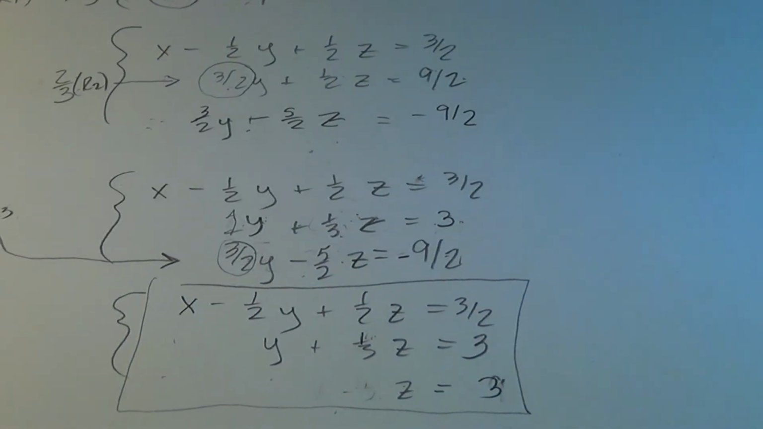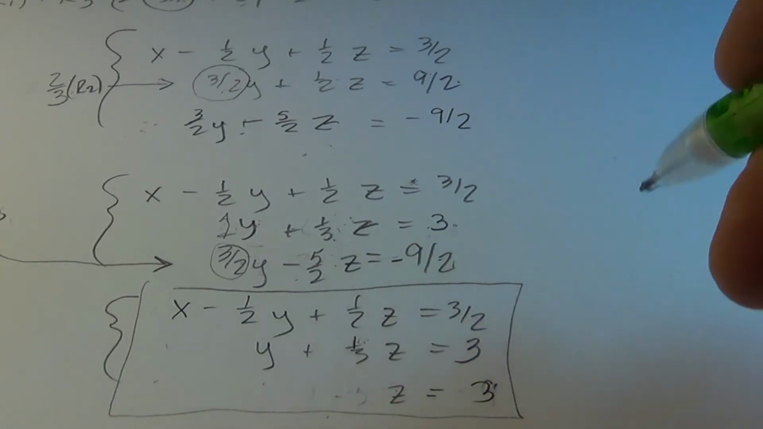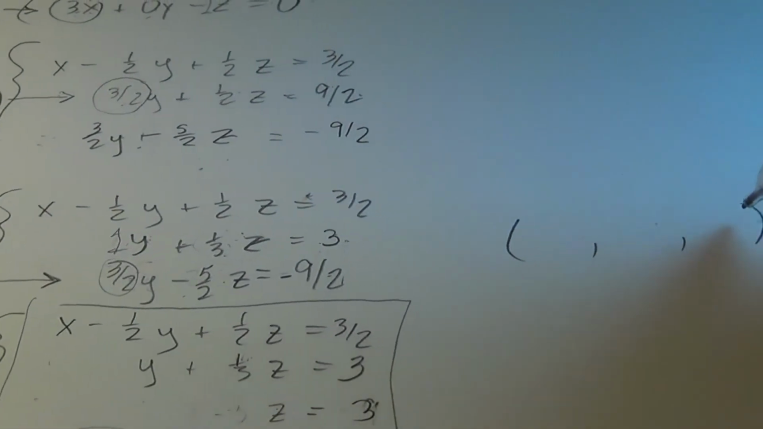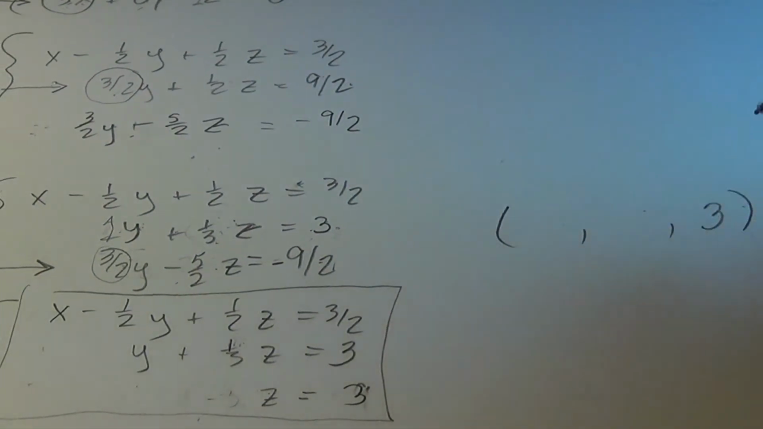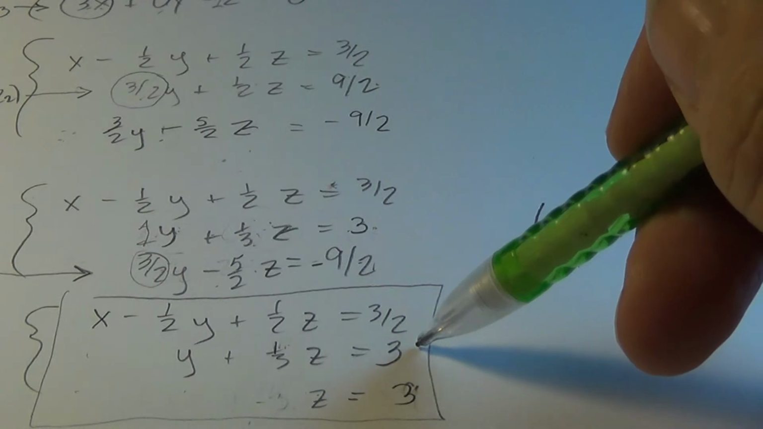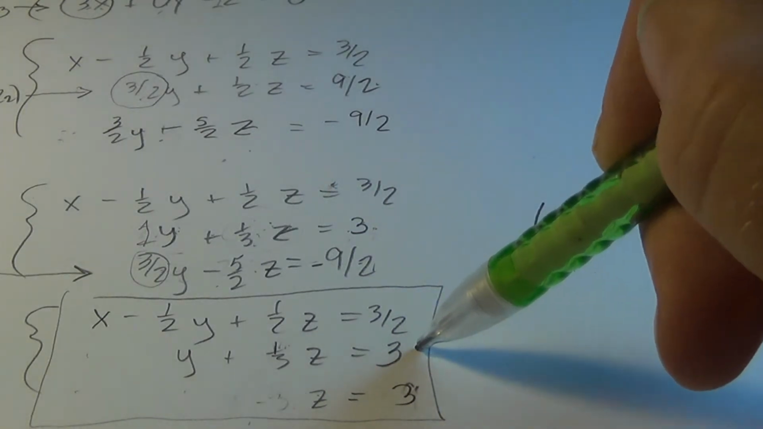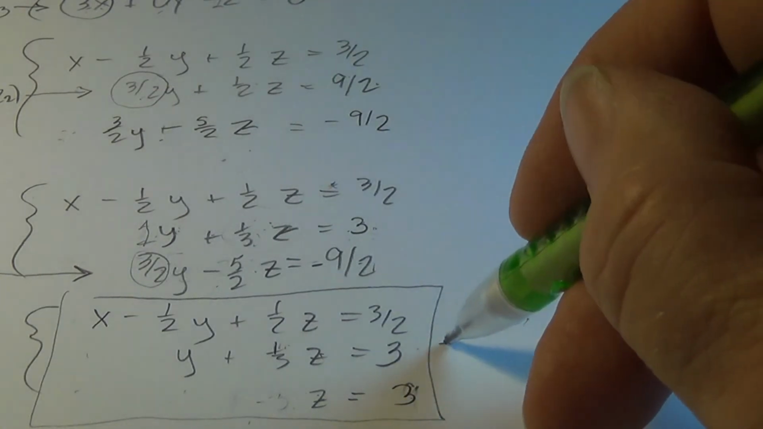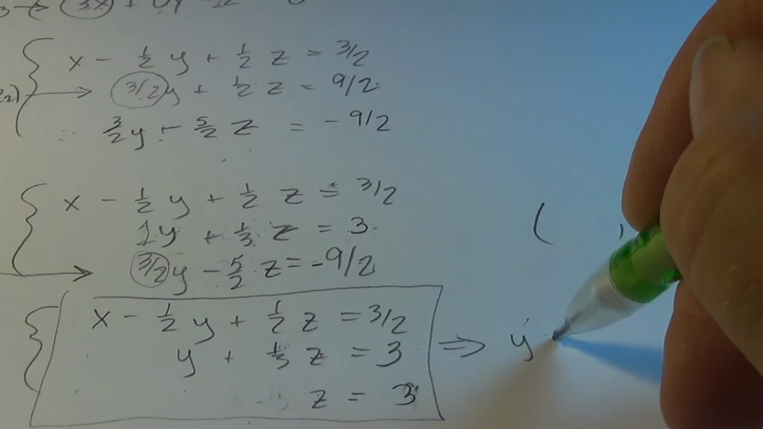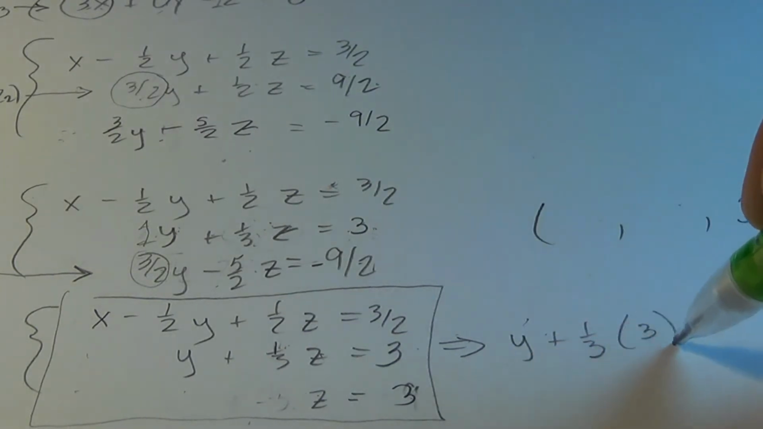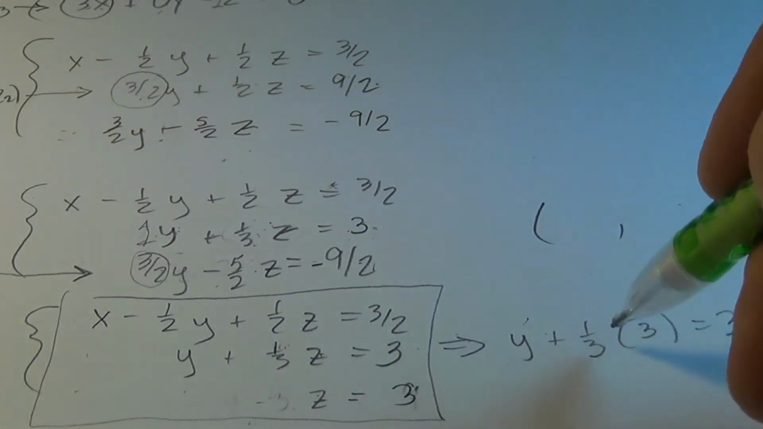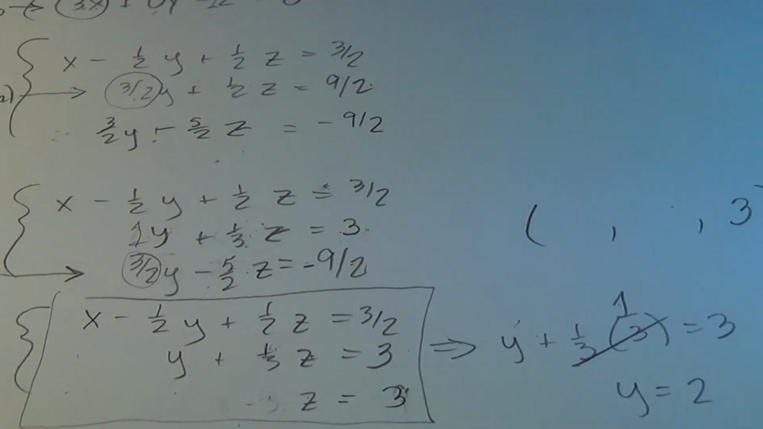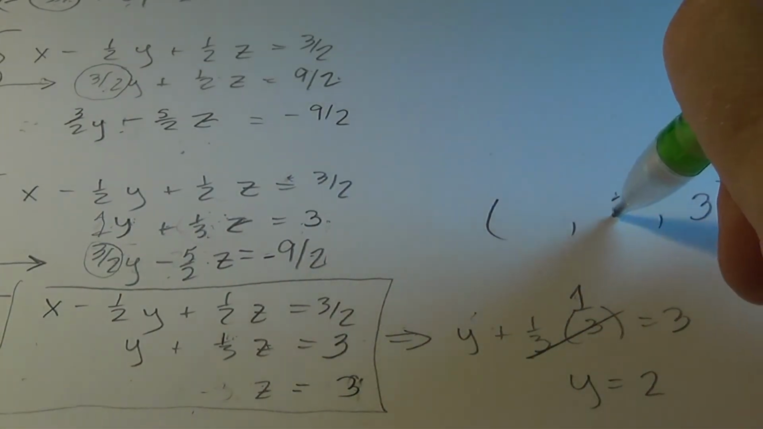We can get the answer quickly now. You can see we already got z equals 3, so in my ordered triplet, remember the x, y, and z, we're going to put a 3 here. And we're going to back substitute: we go up to the equation before it, and everywhere there's a z, we put in the 3. Now that we know z is 3, this equation becomes y plus 1/3 times 3 equals 3. Well, 1/3 times 3 is a 1. Move the 1 over by subtraction, and we get quickly that y equals 2. It'll go up in this spot.